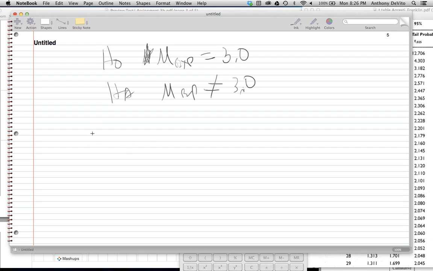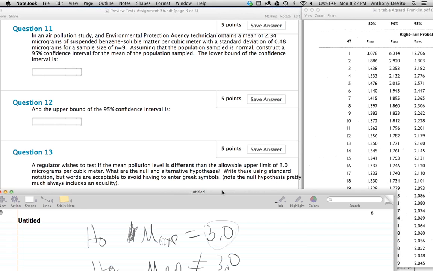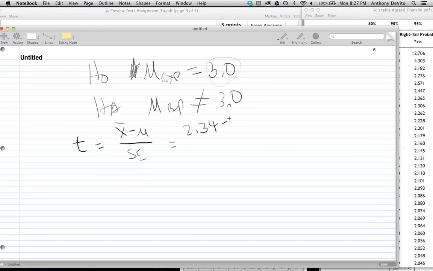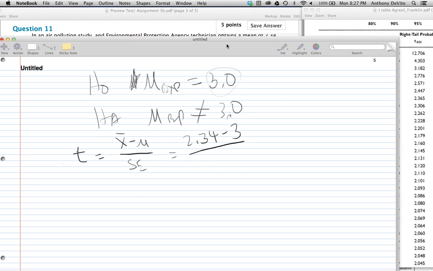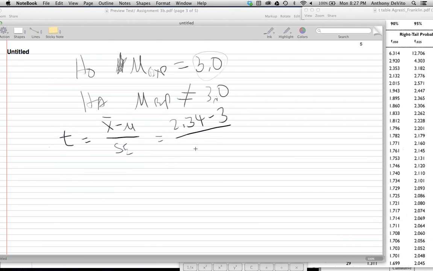Now the way I resolve this, I need to find out how many standard errors apart these two values are. So t is going to be equal to x bar minus mu. In this case, mu is the regulatory value of 3, over the standard error. Well, that's going to be equal to 2.34 minus 3 divided by the standard error. And the standard error, was that 0.16? Am I right about that? 0.16. So that's going to be equal to negative 0.66 over 0.16.